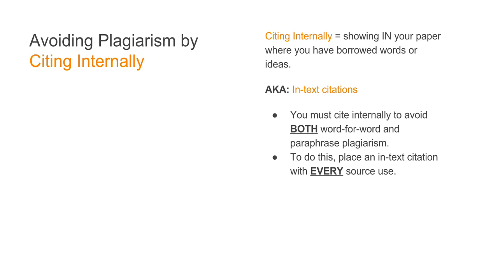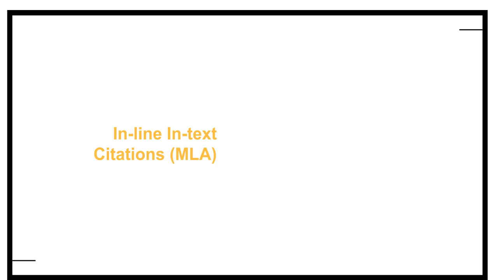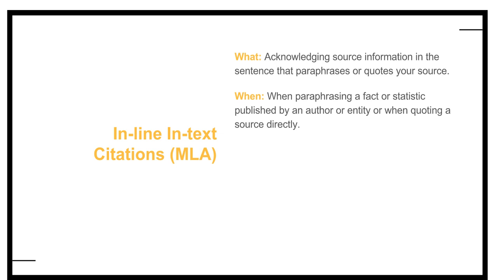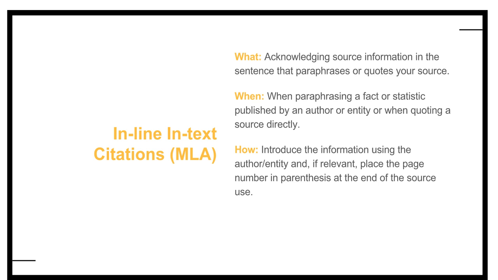To cite internally, you simply place an in-text citation with every source use. And there are two ways that you can do this. You can do an inline citation or parenthetical citation. An inline citation is when you acknowledge the source information in your sentence that's paraphrasing or quoting from your source. You do this when you're paraphrasing a fact or statistic that's published by an author or entity, or when you're quoting the source directly. And you do this by introducing the information using the author or entity's name, and if you have one, placing the page number in parentheses at the end of the source use.